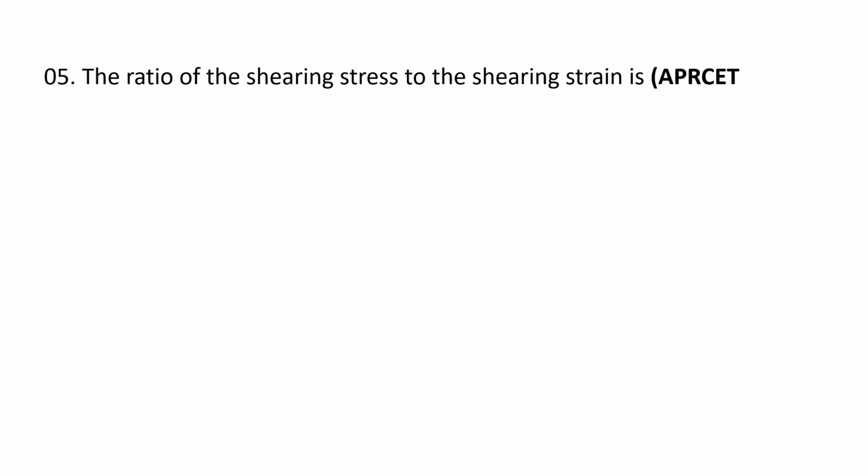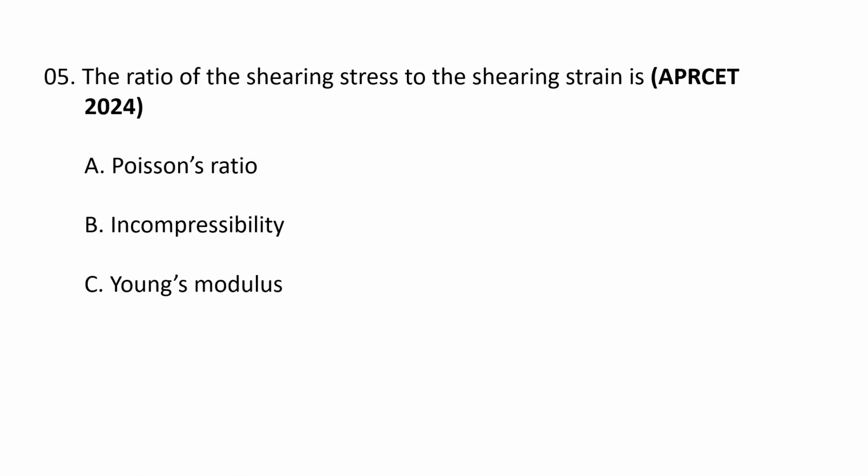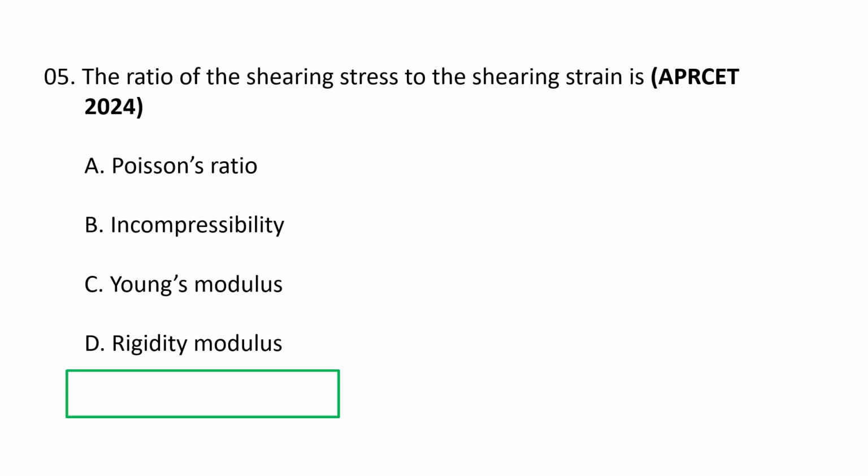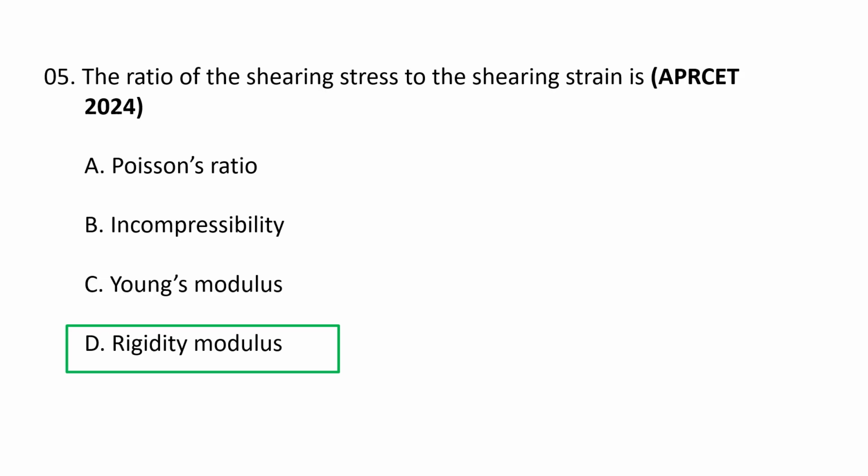Next question. The ratio of the shearing stress to the shearing strain is A. Poisson's ratio, B. Incompressibility, C. Young's modulus, and D. Rigidity modulus. The correct option is D, rigidity modulus. The ratio of the shearing stress to shearing strain is called the rigidity modulus. This is also known as the shear modulus. This value quantifies a material's resistance to shear deformation. D is the correct option.